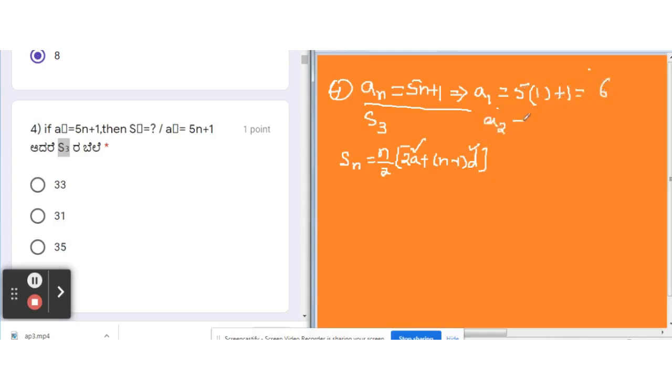And also I will replace n with 2. 5 into 2 plus 1, which is 5 2s are 10 plus 1 is 11. Why am I replacing 1 and 2? Simple, to find the common difference.